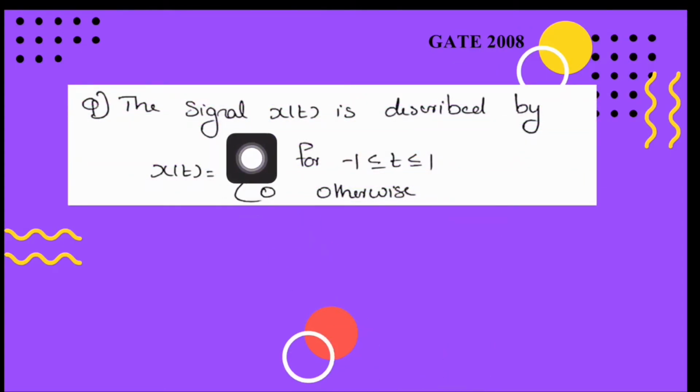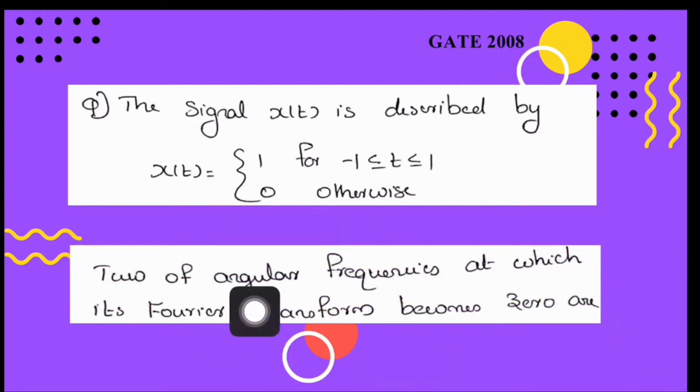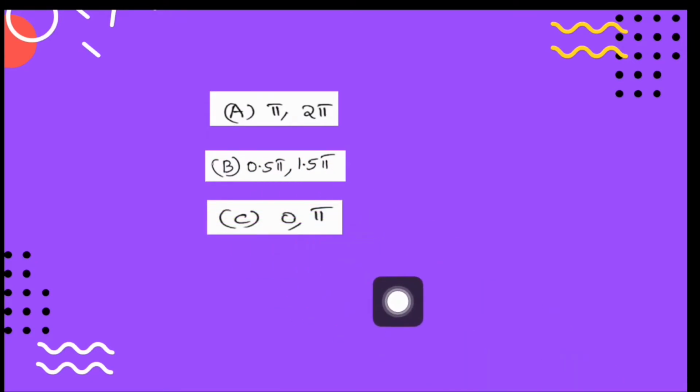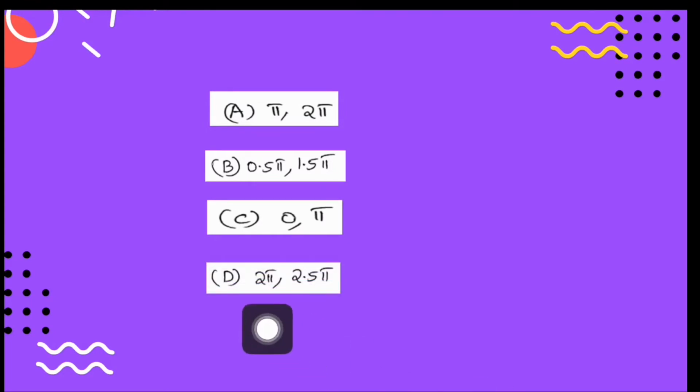The signal x of t is described by x of t is equal to 1 for minus 1 less than or equal to t less than or equal to 1 and 0 otherwise. Two of the angular frequencies at which its Fourier transform becomes 0 are. Four options are given. Option A: pi, 2 pi. Option B: 0.5 pi, 1.5 pi. Option C: 0, pi. And option D: 2 pi, 2.5 pi.